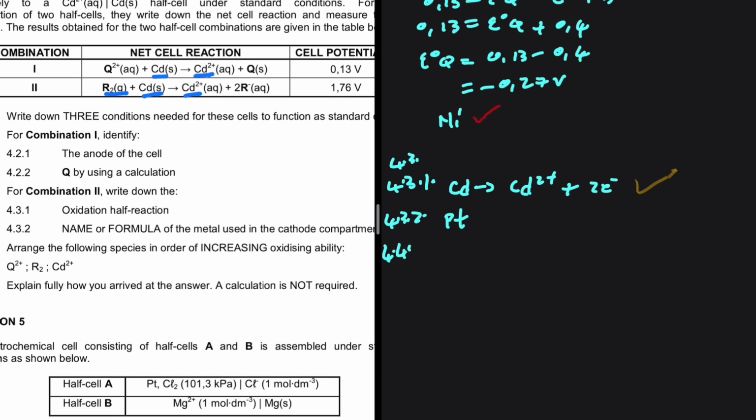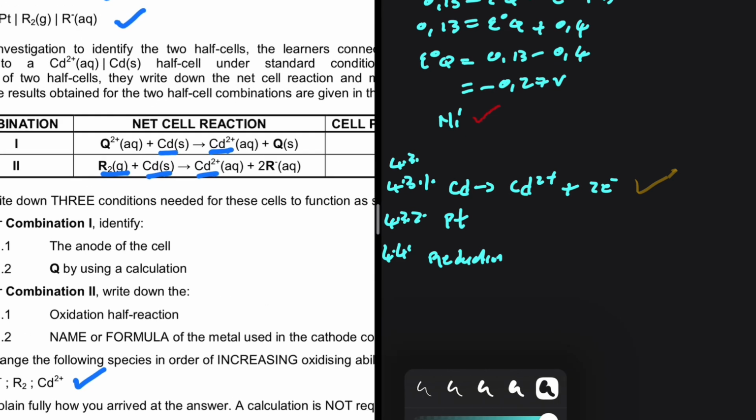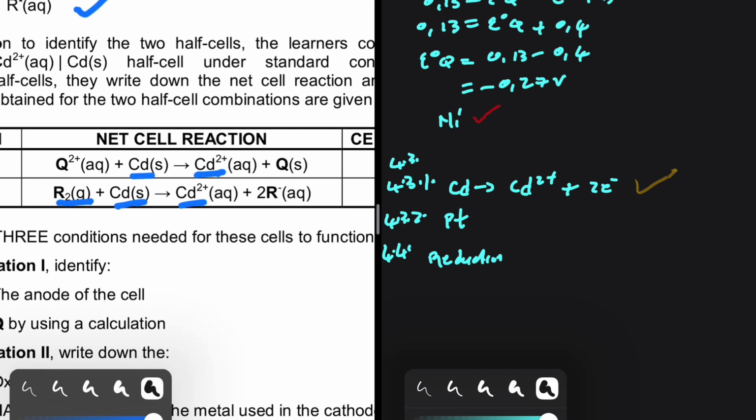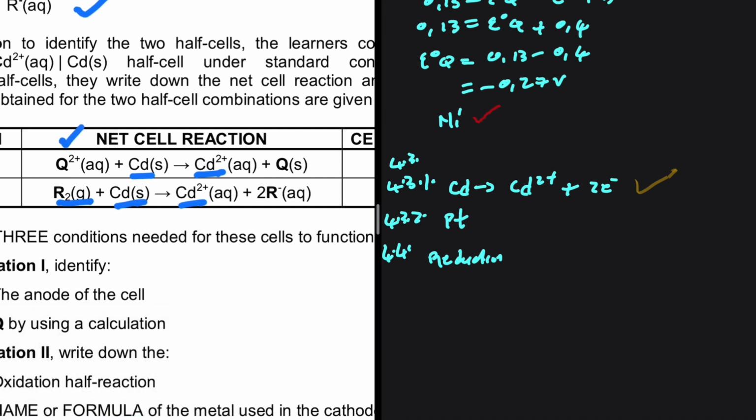The last question, 4.4. Identify the following species in order of increasing oxidizing ability. The oxidizing agent undergoes reduction. We need to know that. So let's take a look at this. Between Q 2 plus and Cd 2 plus, Q 2 plus is a strong oxidizing agent as it undergoes reduction. So we know that Q 2 plus is a stronger oxidizing agent compared to Cd 2 plus.